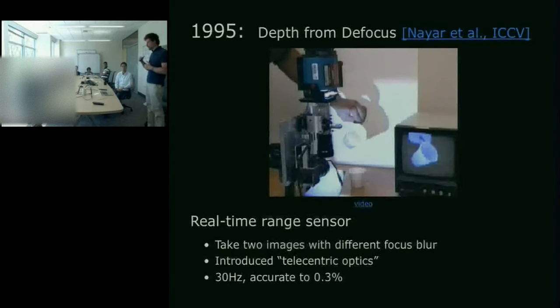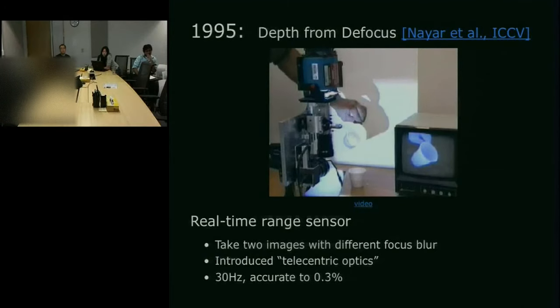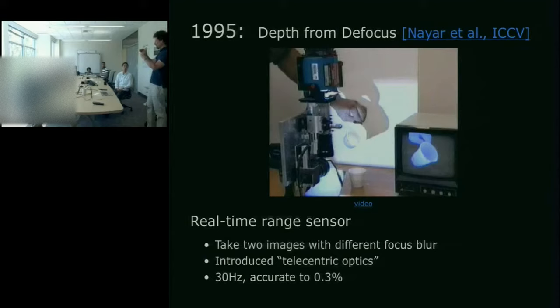Okay, so Nayar's group wasn't the very first to invent this idea of defocus, but this was the first, I think, really compelling system that showed how it could be practical. And another innovation here was typically when you take images with different focus settings, and you could try this with your own camera, when you change the focus, the magnification of the image changes a little bit. They had to come up with a way to avoid this.